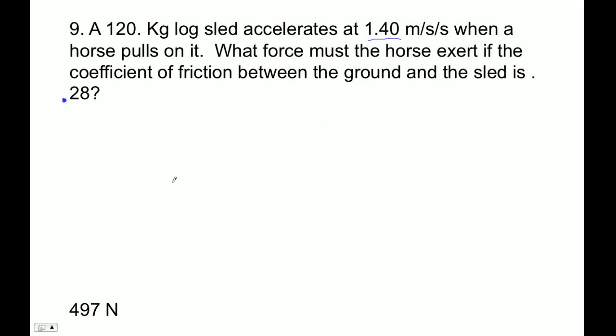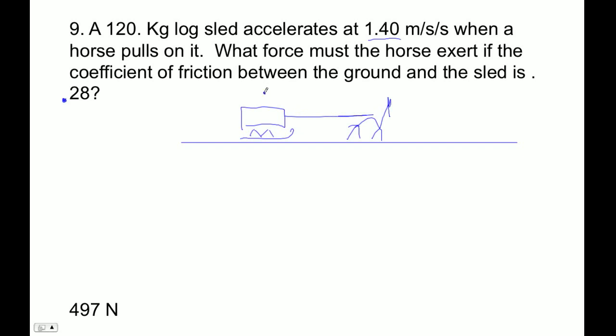Let's see. The first thing is that you really have to draw a really good picture here. So here's this sled, a log sled. Here's a horse. And let's just draw a little force here. We got the force that way. That's F sub H.